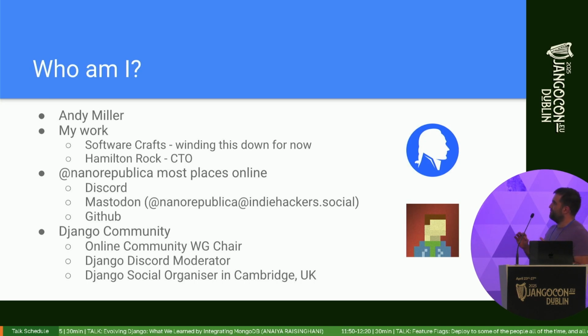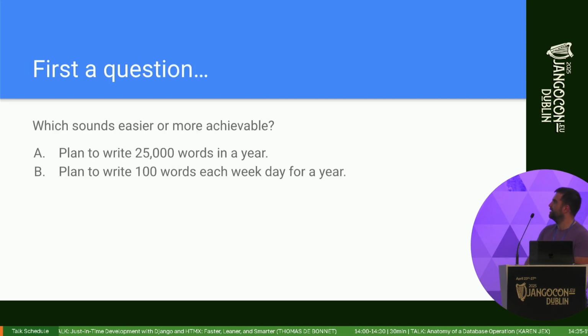So, hi everyone. I'm Andy. Just as a brief intro, I freelance through Software Crafts. I'm winding that down, and I'm soon becoming CTO of Hamilton Rock. I'm going to be building a bank in Django. Online, I am Nana Republica on Discord, Mastodon, and GitHub. In the community, I am online community working chair with Just Starting Up, a Discord moderator, and I run Django Social in Cambridge, UK.